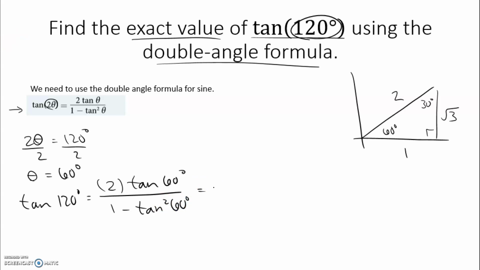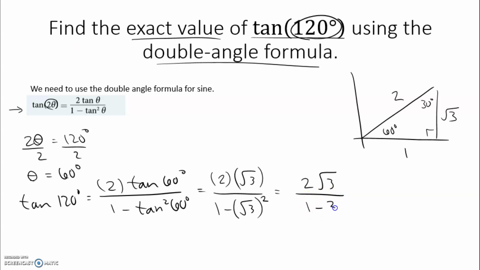Okay, well, tangent of 60, that's going to be y over x. So that's just going to be square root of 3 over 1, or just the square root of 3. So we have 2 times the square root of 3 over 1 minus the square root of 3 squared. So this is 2 square root of 3 over 1 minus 3. That's the same thing as 2 square root of 3 all over negative 2. My 2's will cancel. I'm left with negative square root of 3 as my final answer.